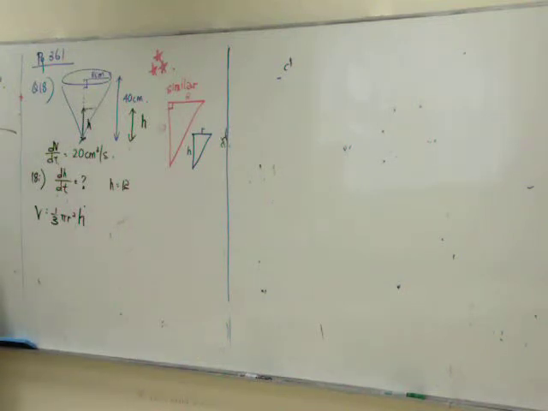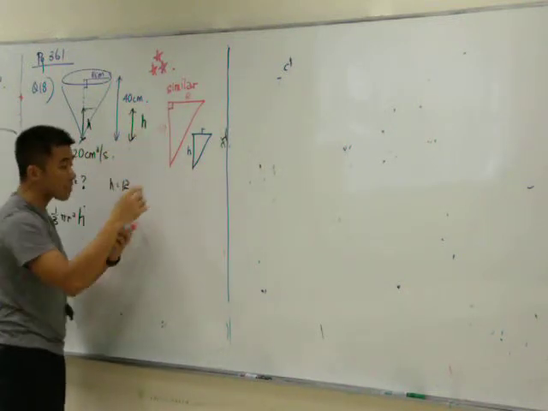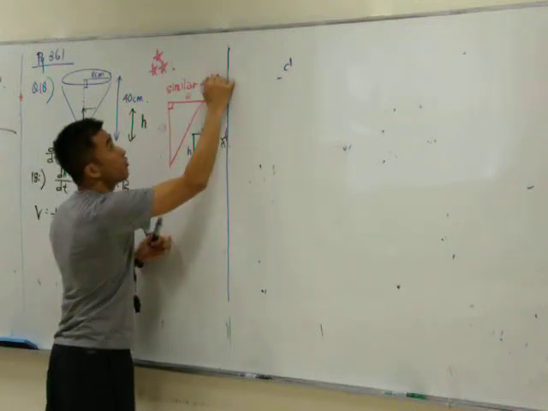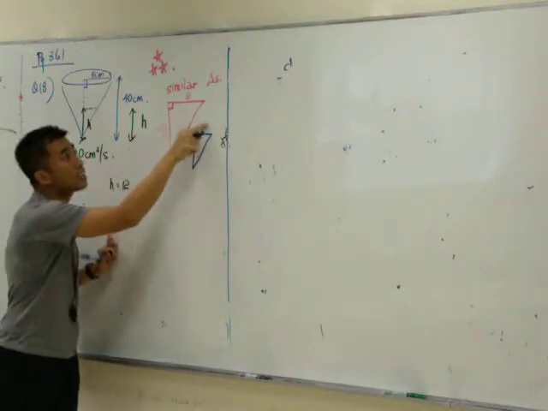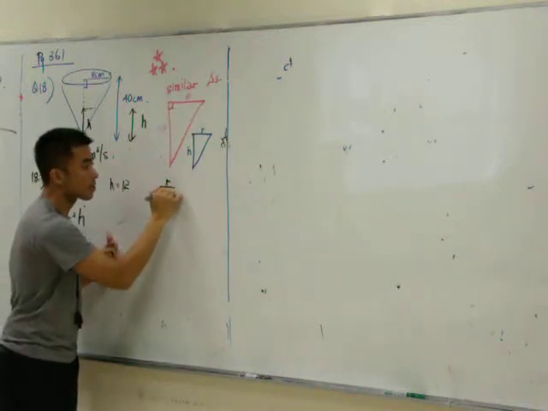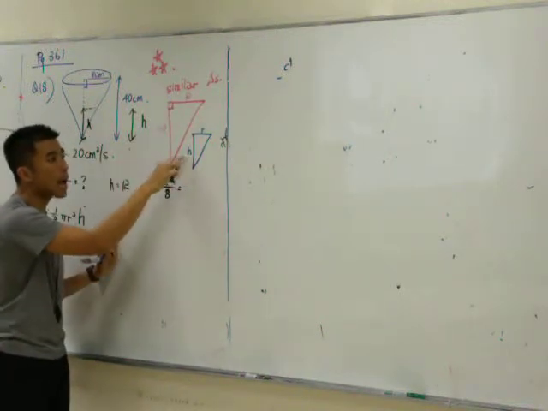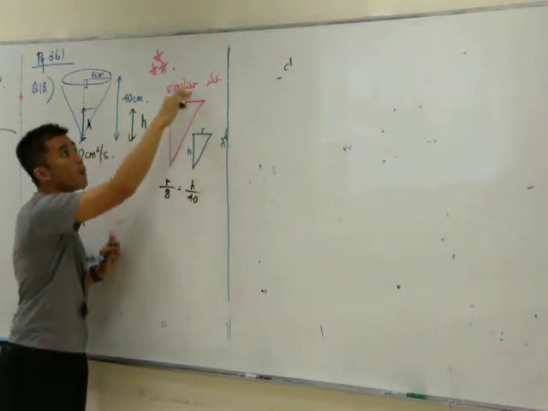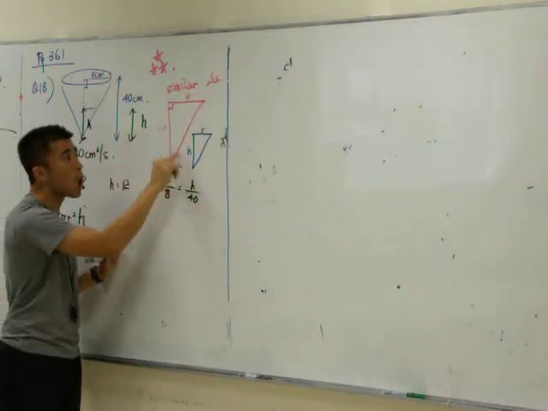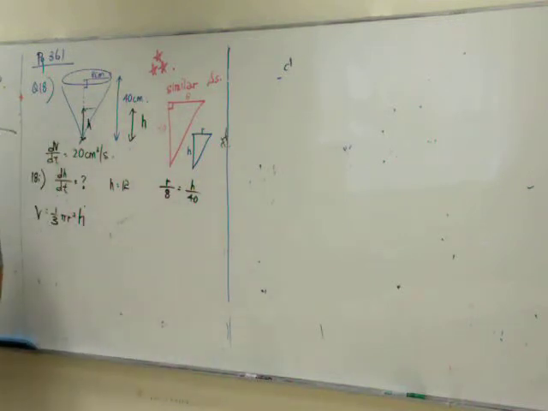All can see? Now, we need to make use of similar triangle to form our relationship. Radius over the radius is equal to the height over the height. Means the small over the big one is equal to the small one over the big one. This is what you learned from similar triangle last year. Am I right?